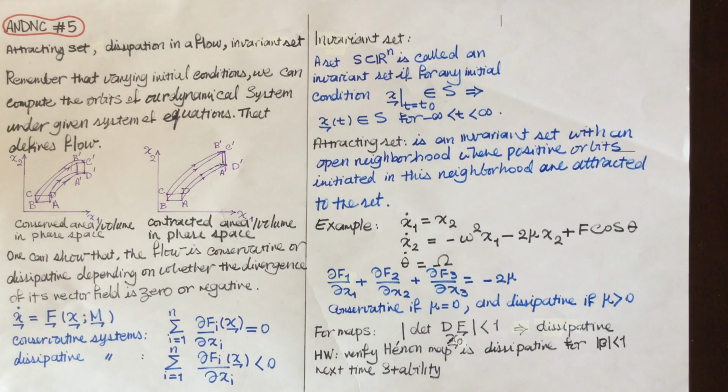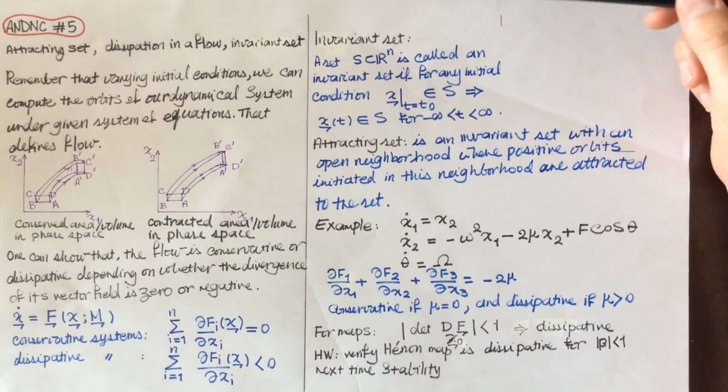And they use similarities between this concept and what we have in fluid mechanics to show that for conservative systems, this divergence is equal to 0, and for dissipative systems, this divergence is less than 0.